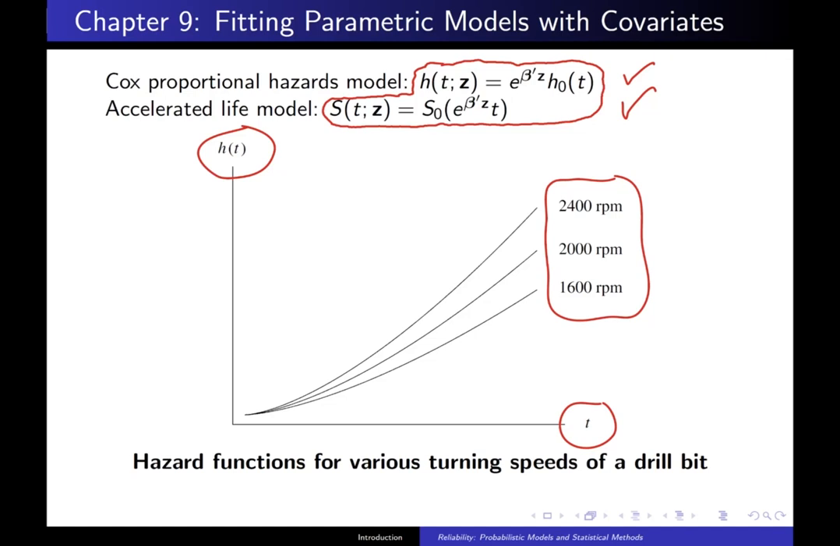So you can see that turning speed, if it's on the lower side, like 1600 revolutions per minute, you're going to have less heat and therefore less risk to having the drill bit break. And if you have a higher turning speed, for example 2400 RPM, the risk is going to be higher. So these models are used for incorporating a covariate into the lifetime distribution.